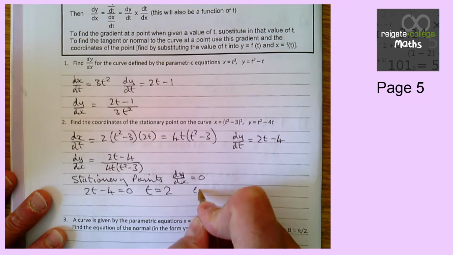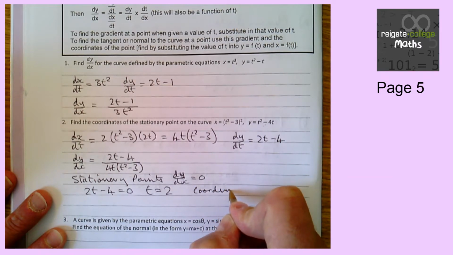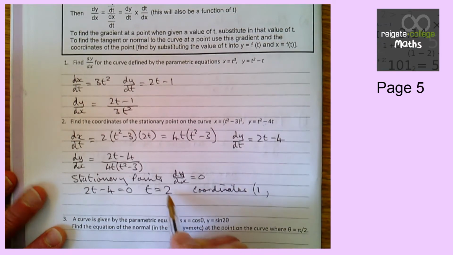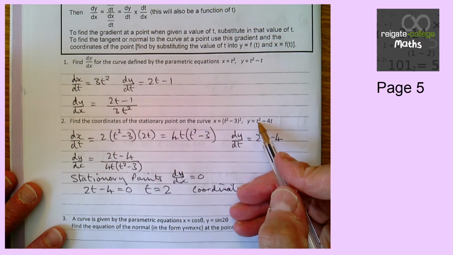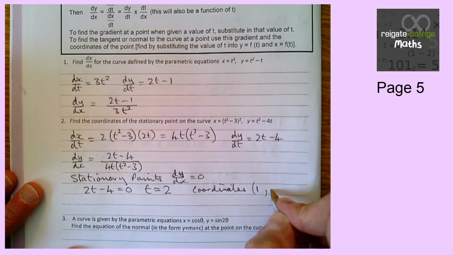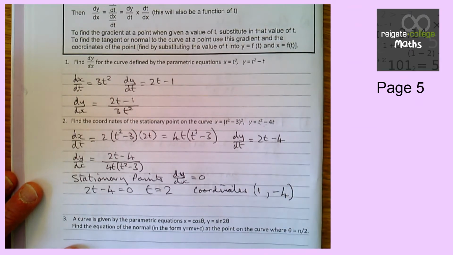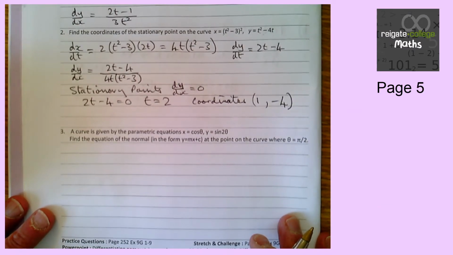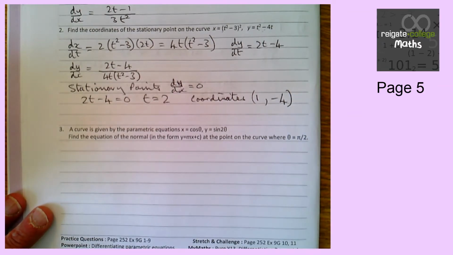So coordinates 1, and put 2 into here, we get 2 squared is 4, minus 8, so minus 4. So coordinates of the stationary point are (1, minus 4). Okay, let's go on to question 3 now.